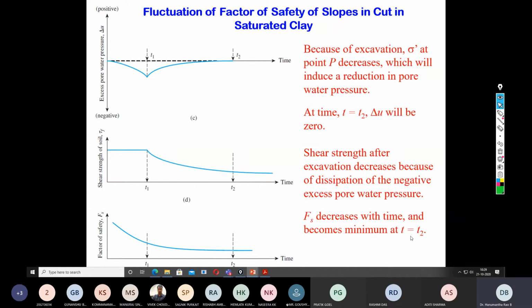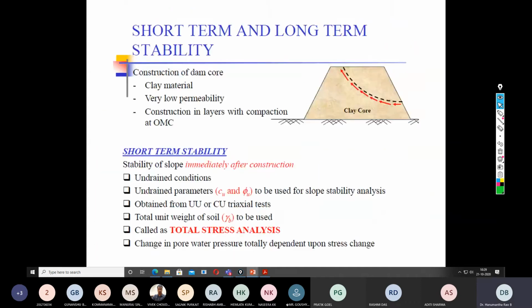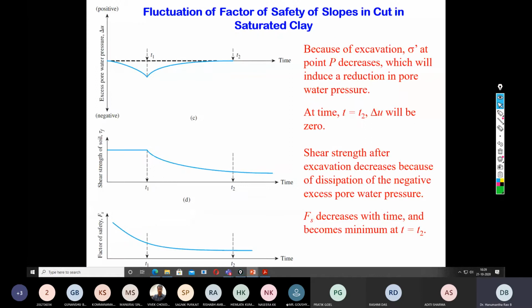At T equals T2. So this is a small example that demonstrates how the factor of safety varies when you build any kind of embankment on saturated clay.